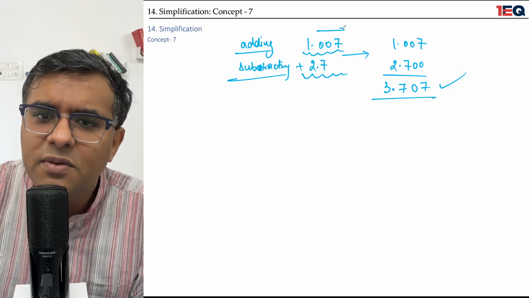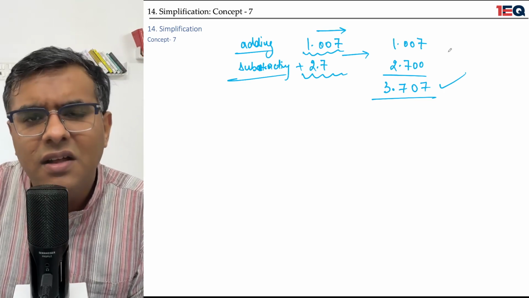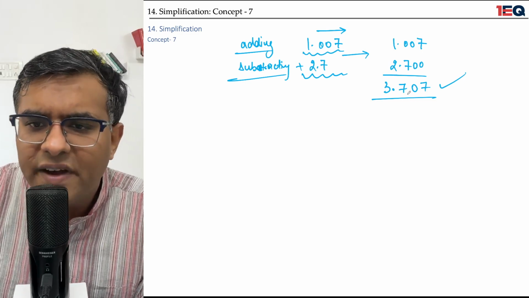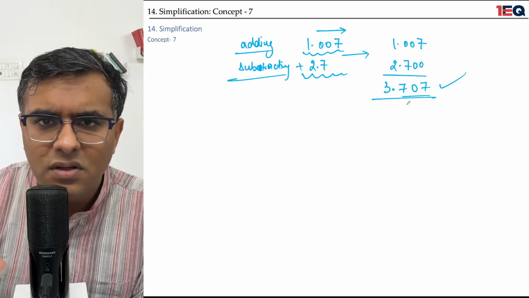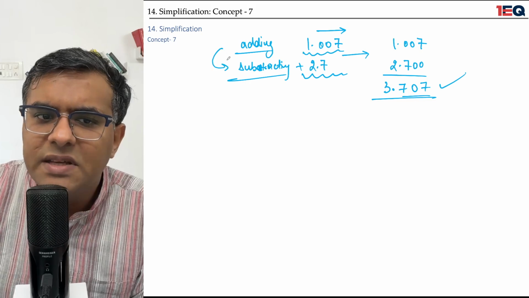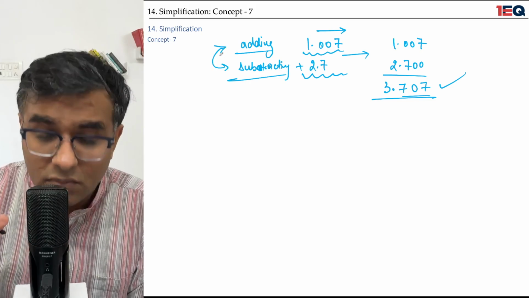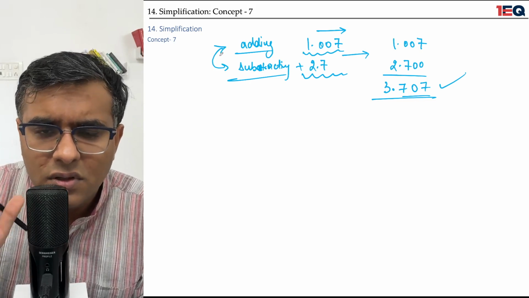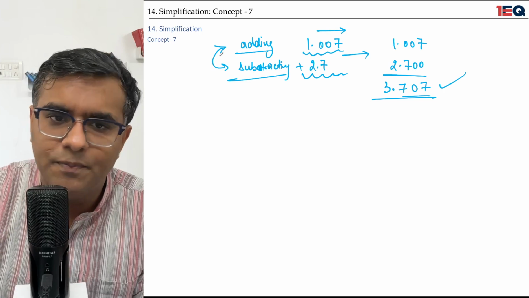So the more decimal places you will get on the right hand side, the longer the answer would be. So adding and subtracting, the decimal places need not be worried about, because you simply have to equalize them.